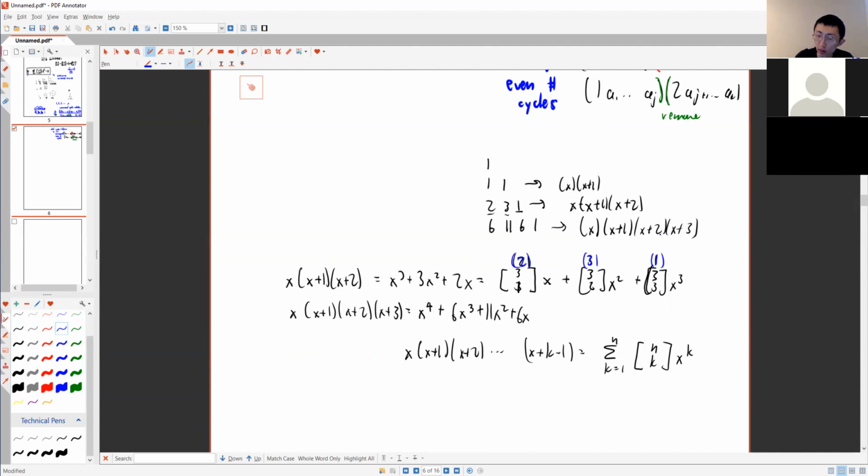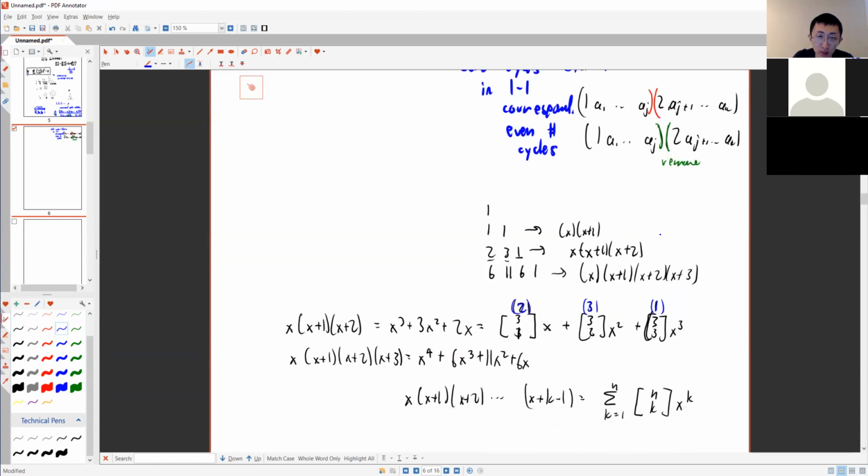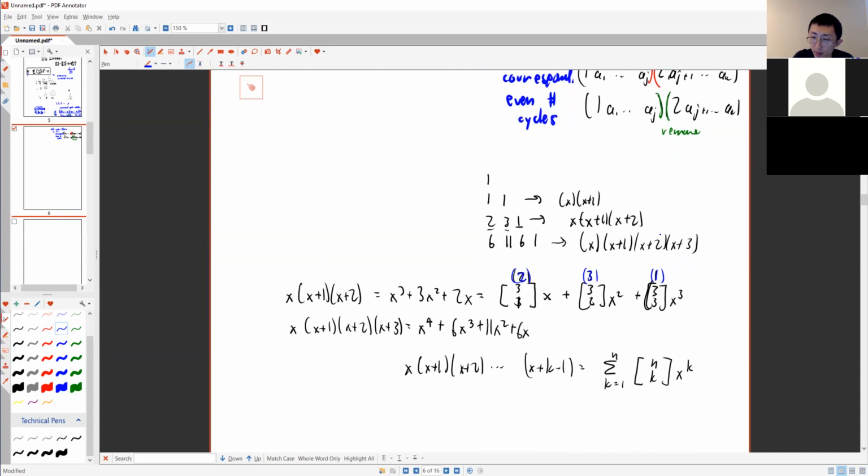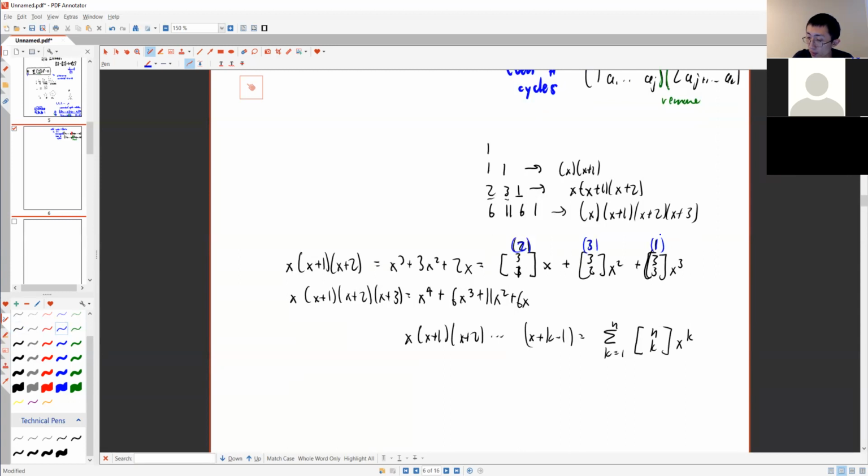Okay, so that seems interesting. And in fact, this is an algebraic definition of the unsigned Stirling numbers of the first kind. Yeah, so maybe we can come back to this.